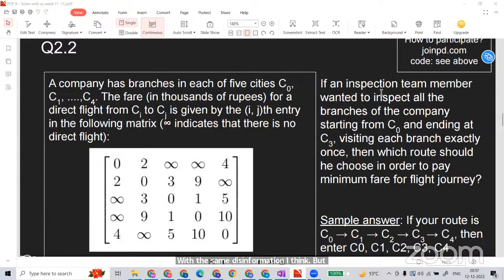But if an inspection team member wanted to inspect all the branches of the company, starting from C0 and ending at C3, visiting each branch exactly once, then which route should be chosen in order to pay the minimum fare for the flight journey? So starting is C0 and ending at C3. Which route will give the minimum fare for the flight journey?